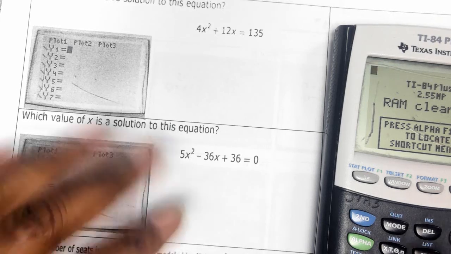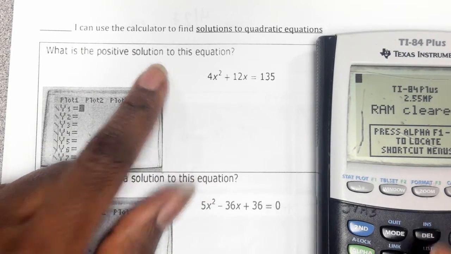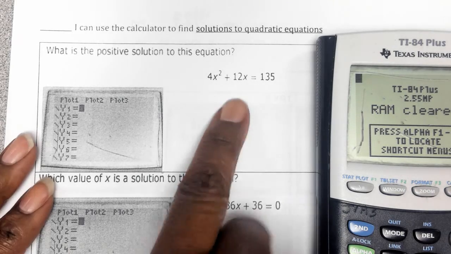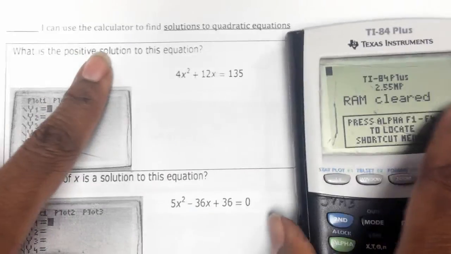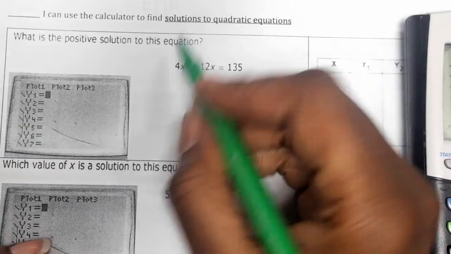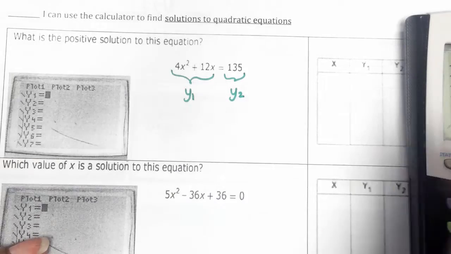All right, for the next part, it says, what is the positive solution? So we are only looking for one solution or one answer. We're not trying to see if the whole thing is equal. We're just looking for a positive solution, but we're going to use the same y1 and y2 method. This side goes in the y1, this side goes in the y2.